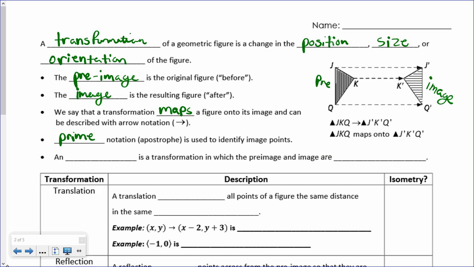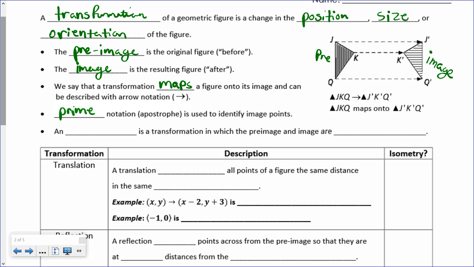Now, I hope I can remember how to spell this word. Isometry. Have you guys ever heard of isometry? No. I-S-O, and then metry. Isometry. This is a special type of transformation, and isometry is a transformation in which the pre-image and the image are the same. And what I mean by that is that it didn't change what the specific shape looks like. Right? It can be flipped on its side, but a triangle is still a triangle, right? So we're going to see which one of these transformations are going to be isometries and which aren't.